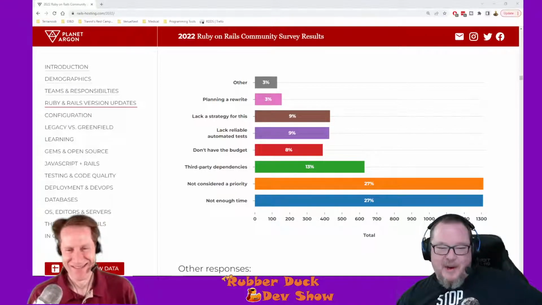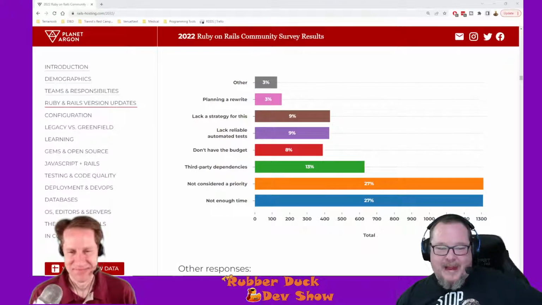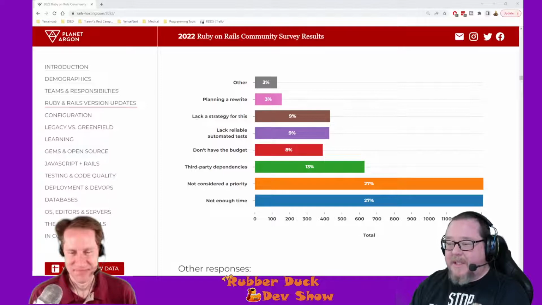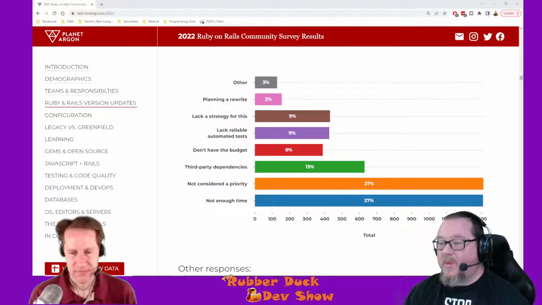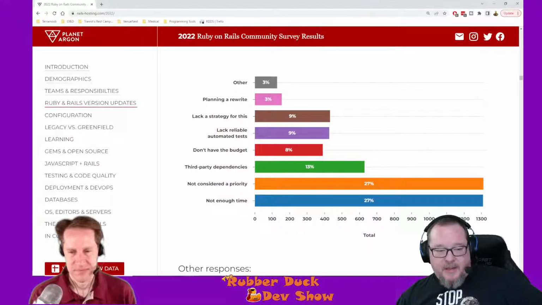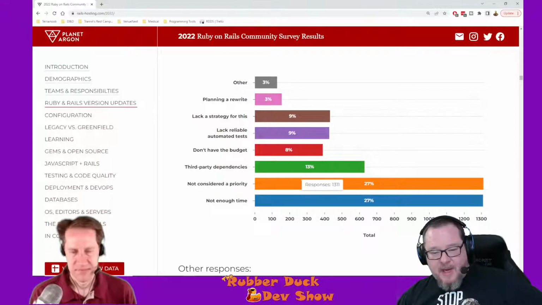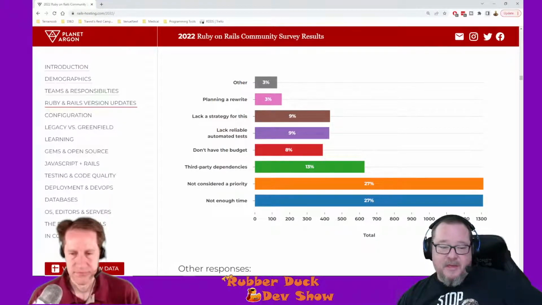Right. Upgrading to Rails 7 doesn't sell anything. So I don't care. But on the programming side, it's, hey, there's a lot of stuff that it can help us with and get us faster. So I'm not sure. I mean, I'm kind of half here and half not. But not enough time is a big reason for us.